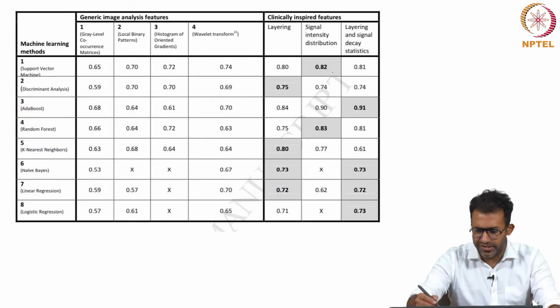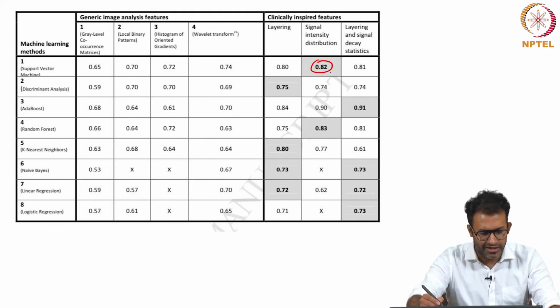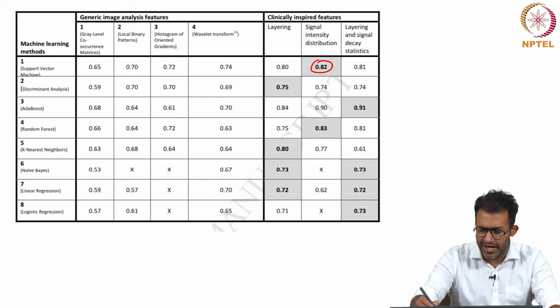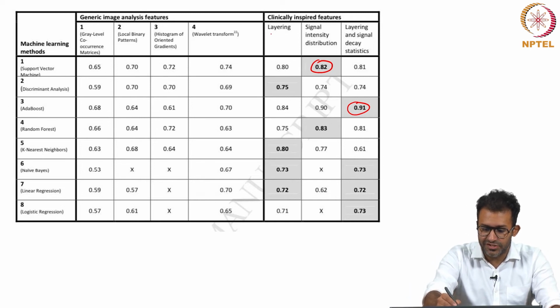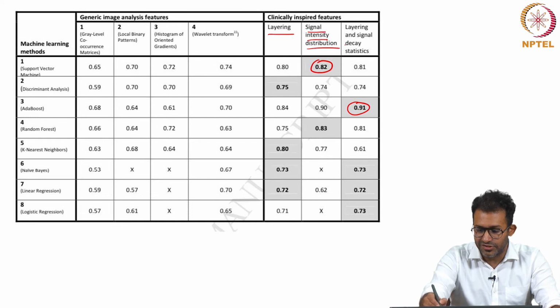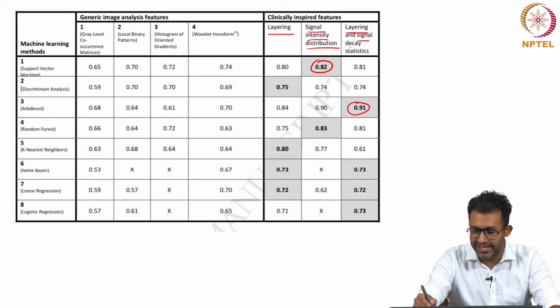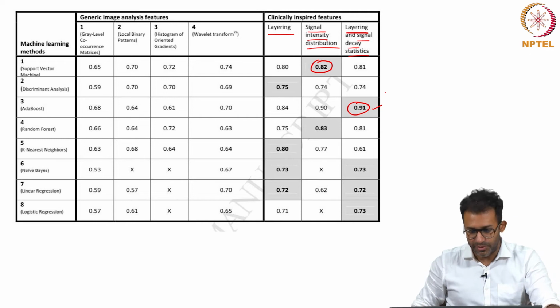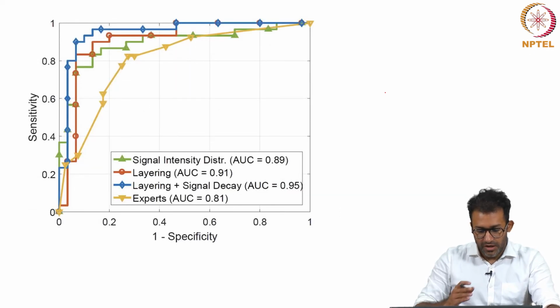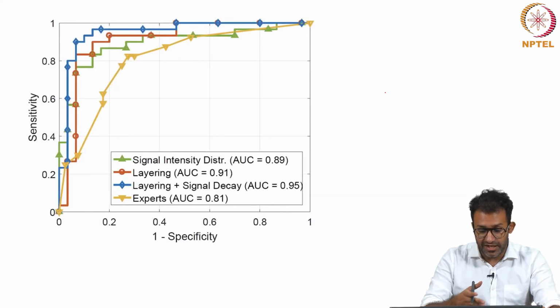So, the most successful models are highlighted in grey. So, SVM, support vector machine, and AdaBoost proved to be very effective. They tested using just layering and signal intensity distribution, but when they were able to combine both layering and signal decay statistics, the AUC was pretty high, in AdaBoost and support vector machine. So, this is the area under the curve.